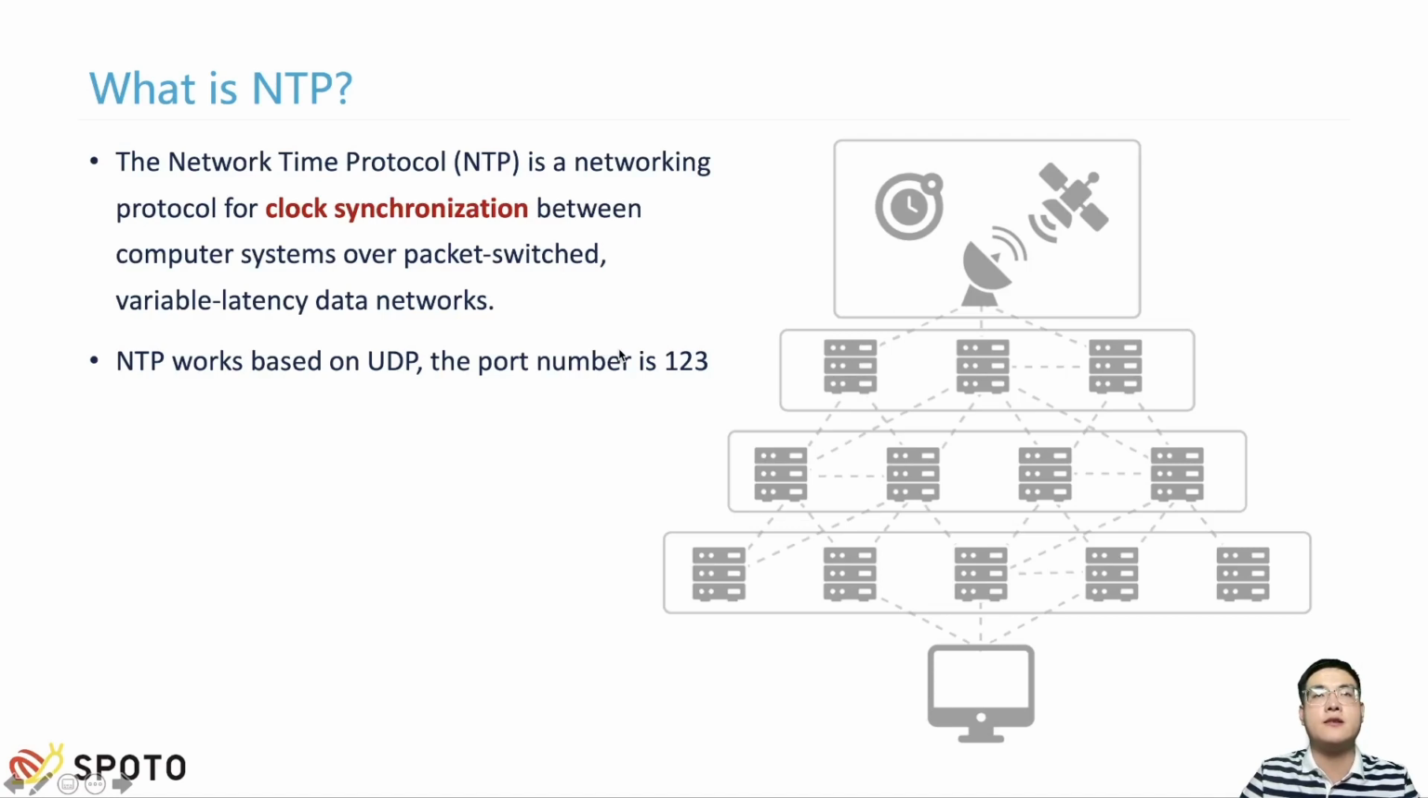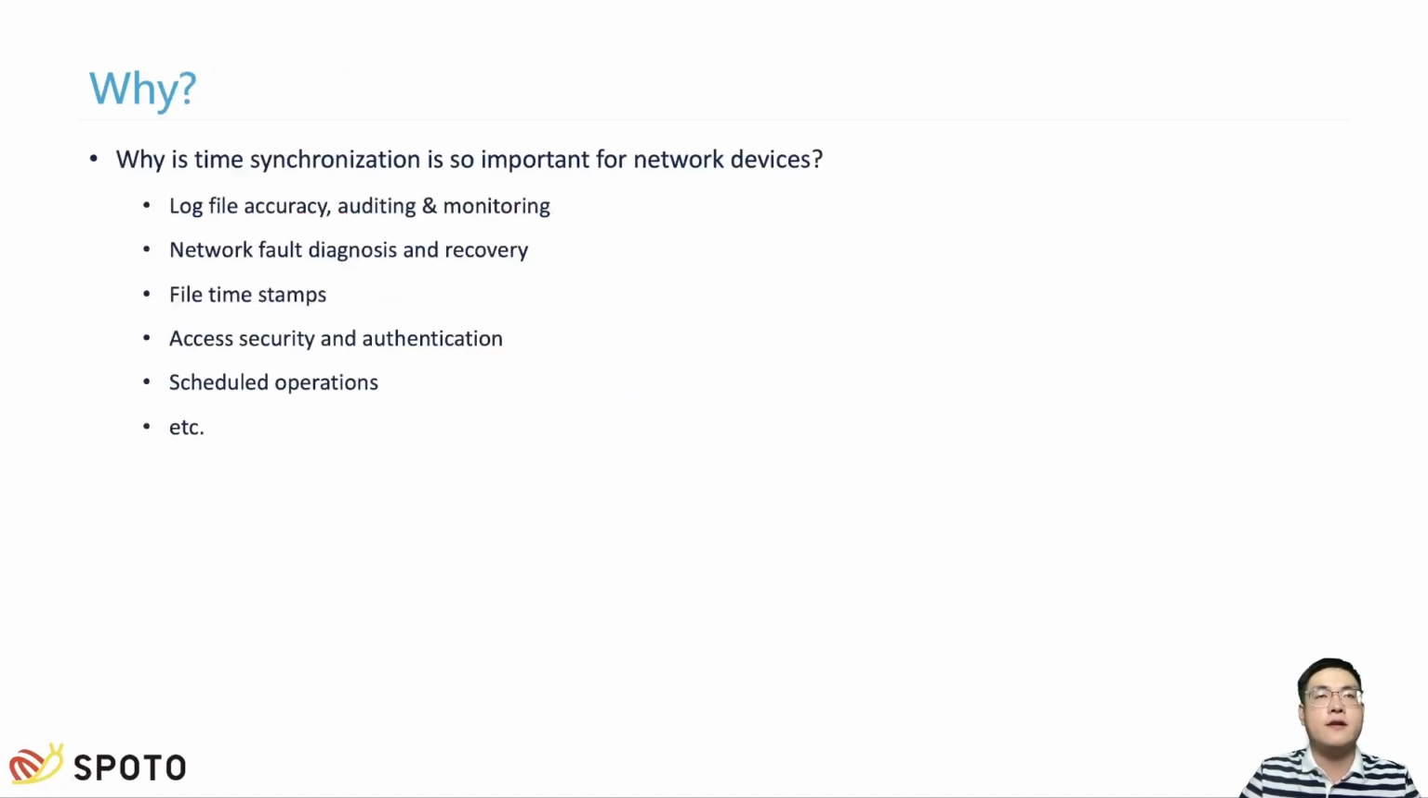So why is time synchronization so important for network devices? If the time between devices is not synchronized, troubleshooting will cause us a lot of trouble because the syslog time is not consistent. Or if a time-based policy is deployed, there will be problems due to incorrect time. There are many other problems besides that. So synchronizing the time between devices is a very important thing that is ignored by some people.